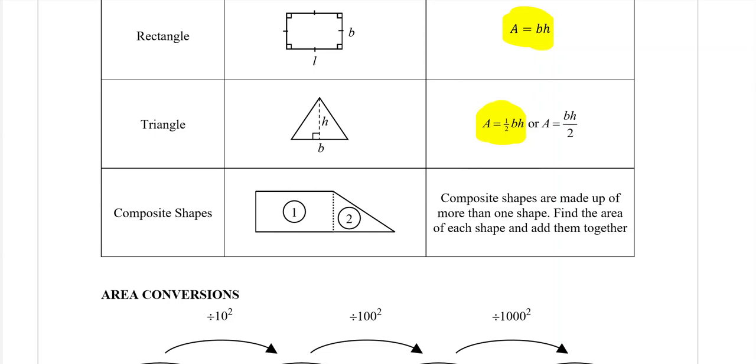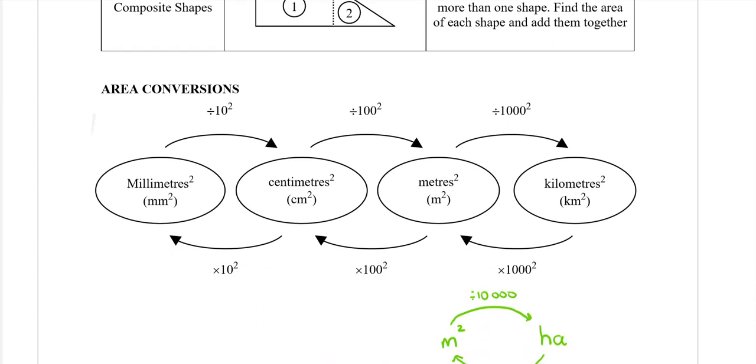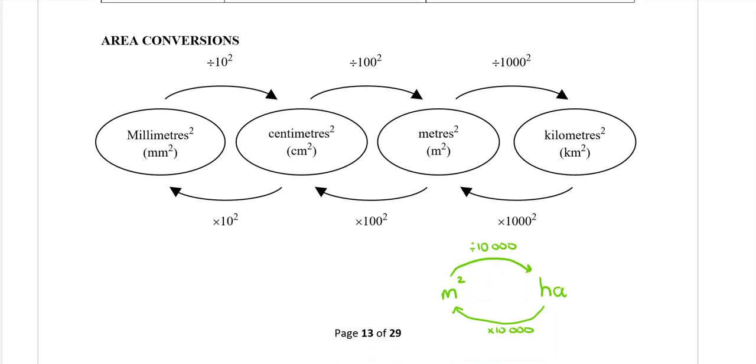We also need to convert between units of area. So these will be things like millimeters squared, centimeters squared, meters squared, and kilometers squared. If you remember the normal millimeters, centimeters, meters, and kilometers, you'll remember the 10, 100, 1,000, but when it's squared, you just square all of those numbers.